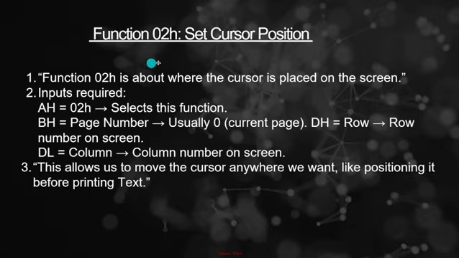The second most important function is 02h. Function 02h is about where the cursor is placed on the screen. Some inputs are required for it also. AH is equal to 02h means we are selecting this function. BH is equal to page number. It is mostly 0 because we use page 0. DH refers to the row and DL is equal to the column. This function helps to move the cursor anywhere we want before printing any text.